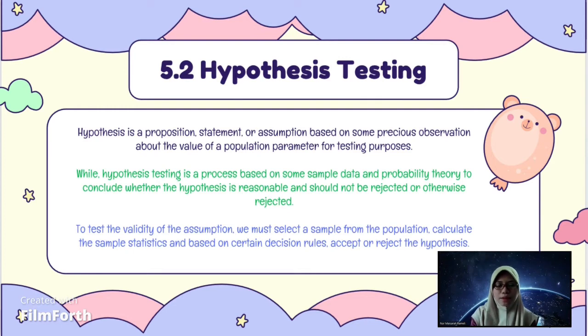Next, hypothesis testing. A hypothesis is a proposition, statement, or assumption based on some previous observation about the value of a population parameter for testing purposes. Hypothesis testing is a process based on some sample data and probability theory to conclude whether the hypothesis is reasonable and should not be rejected, or otherwise rejected. To test the validity of the assumption, we must select a sample from the population, calculate the sample statistic, and based on certain decision rules, accept or reject the hypothesis.